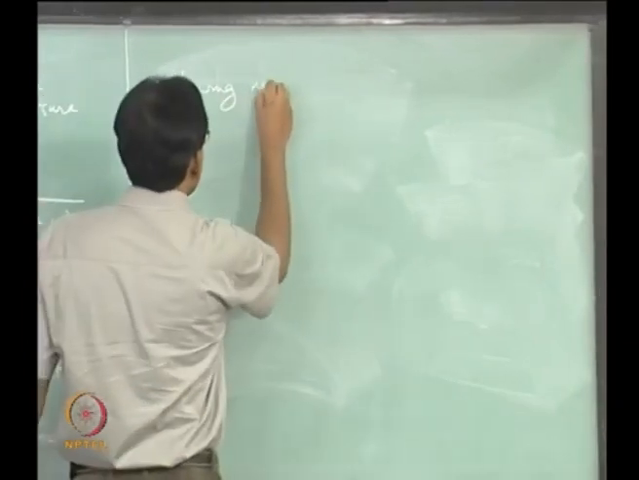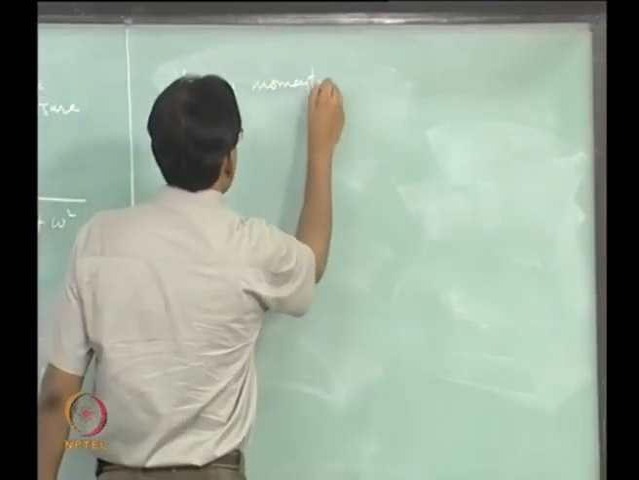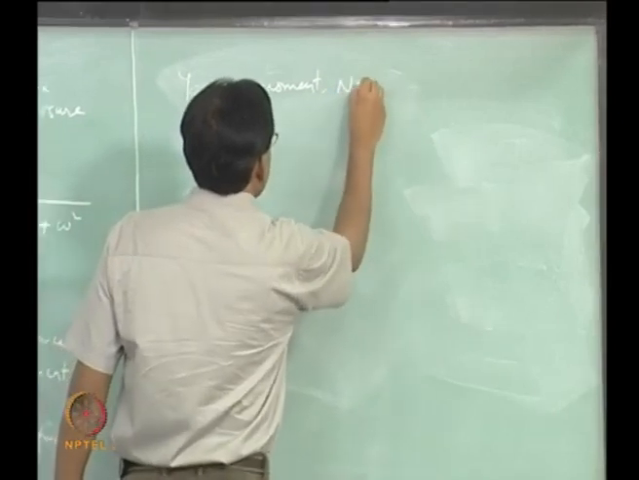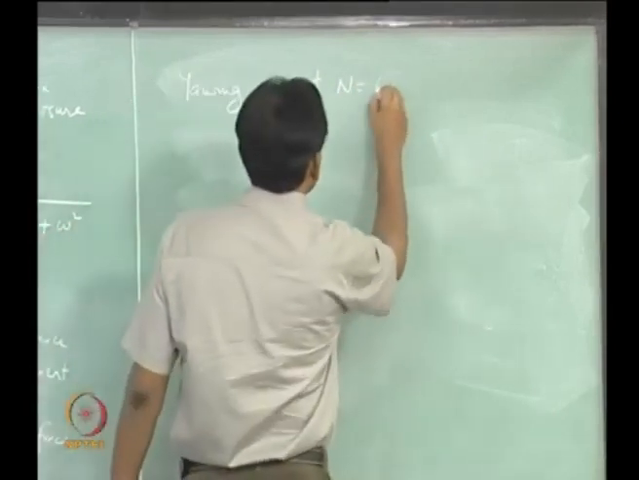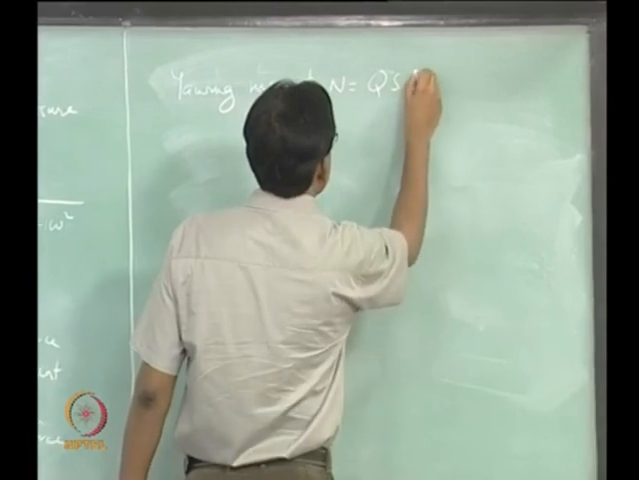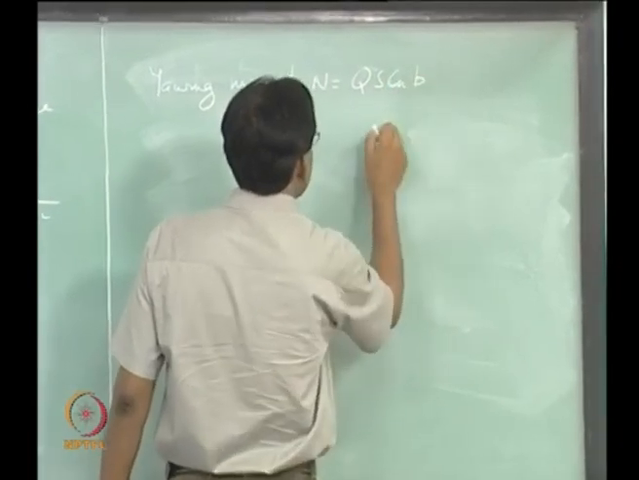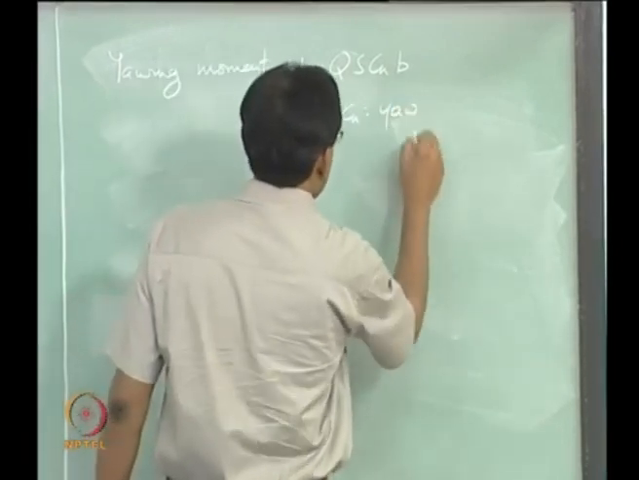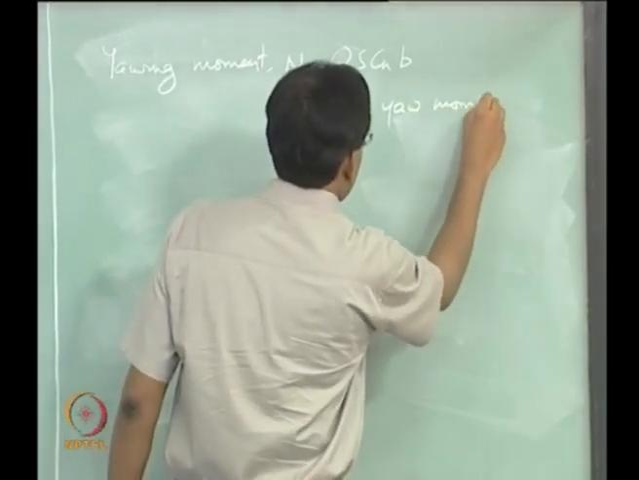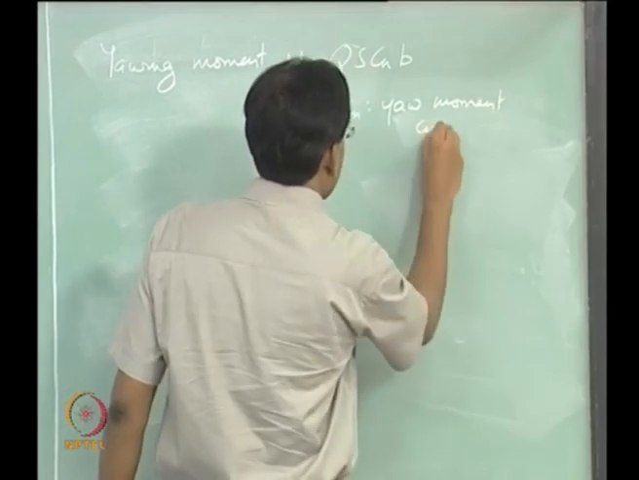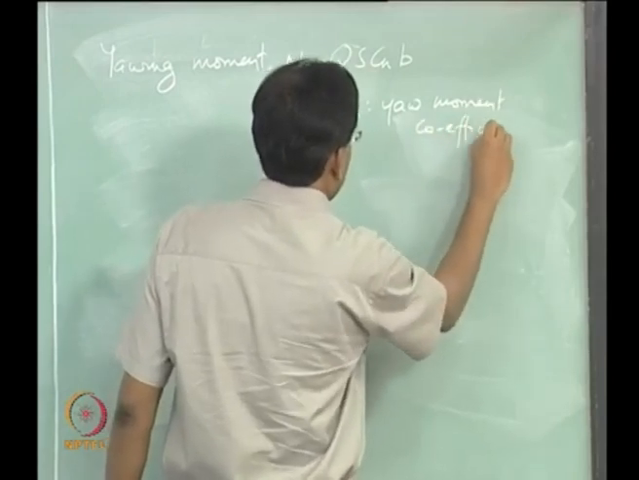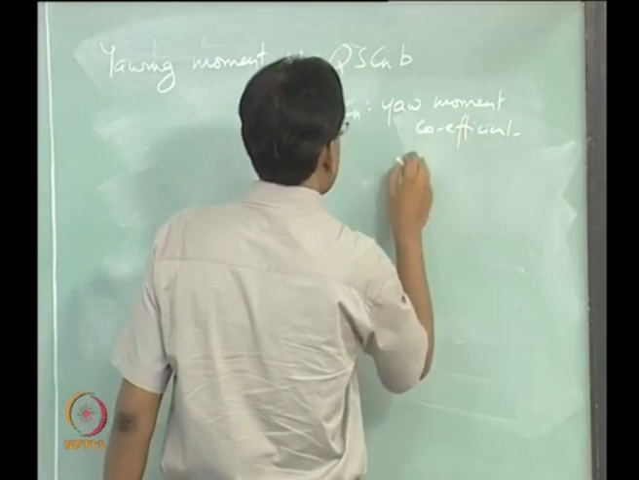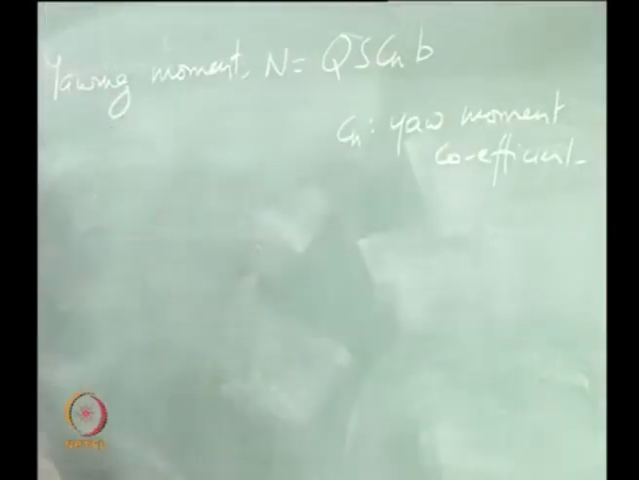Expression for yawing moment is given by N equal to q S C n b, where C n is the yawing moment coefficient.